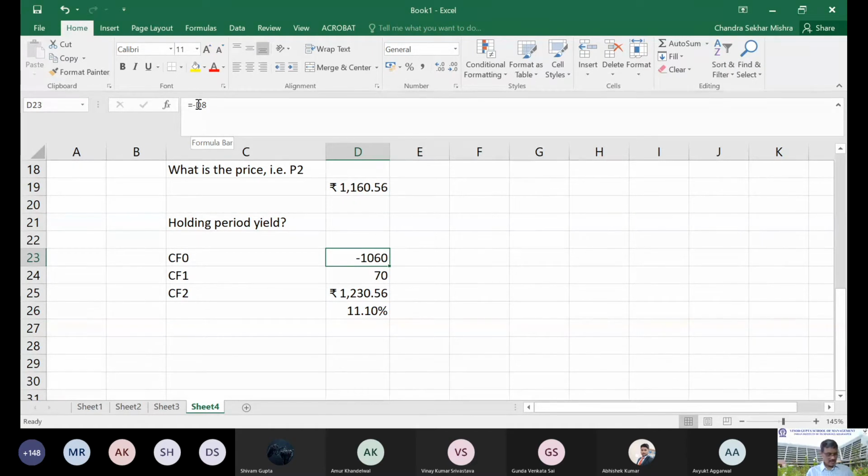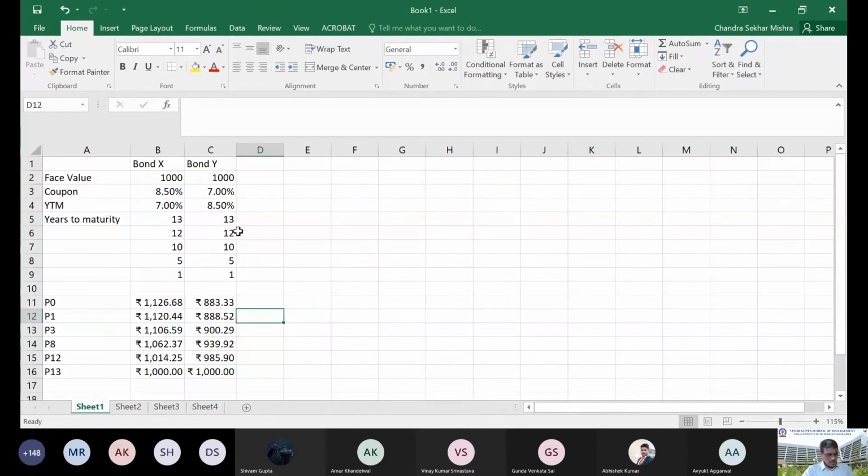Now let me go to one more thing. I have some data readily available. Let me use that. This is your question number 18. Okay, so let me flag this for the timing.